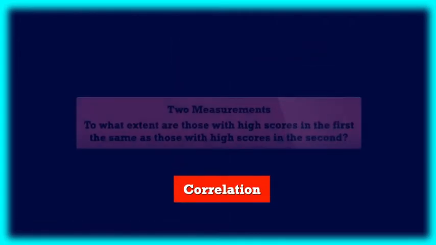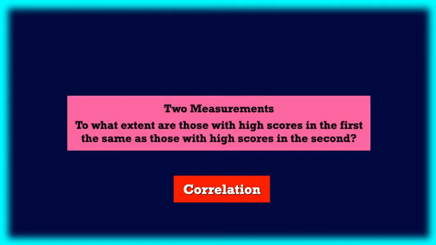Correlation. Now the question you're asking here is, if you've got 2 examinations, for example, in 2 different subjects, to what extent are those with high scores in the first subject the same as those with high scores in the second subject? Or it could be the marks in one subject at 2 different points in time. So that's what correlation is actually doing.